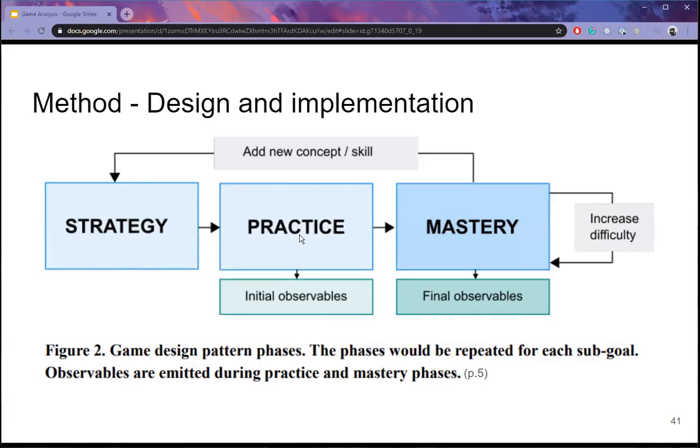And in the practice phase, the players start to apply what they learned from the strategy phase and test that knowledge.